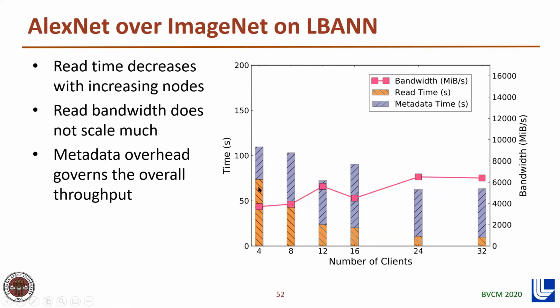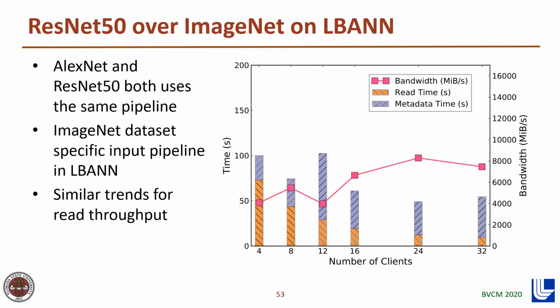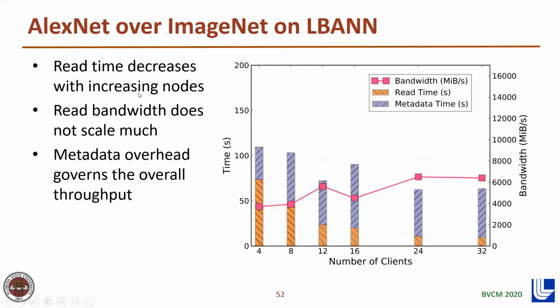And here we can see in the orange curve, we are reporting the read time, and in the purple curve, we are reporting the metadata time as reported by Darshan. So for LXNet over ImageNet, we saw that the read time decreases with increasing number of nodes. But on the other hand, the metadata time actually did not decrease. Instead, it remained almost the same, and in some of the cases, it increased. So metadata overhead governed the overall throughput in our case.